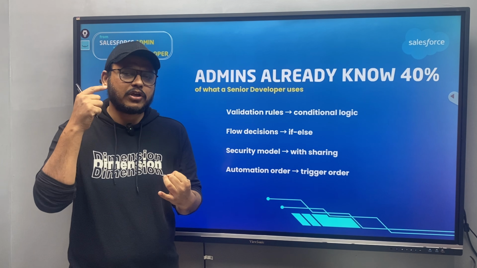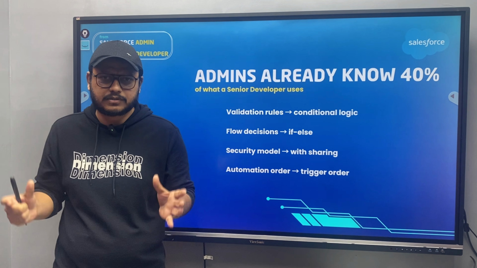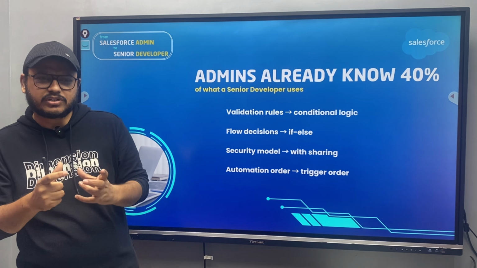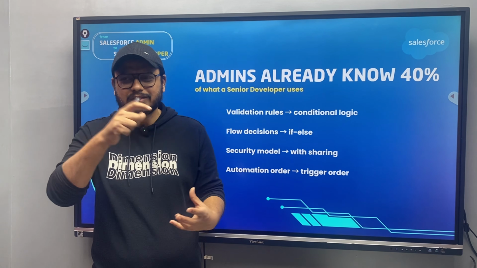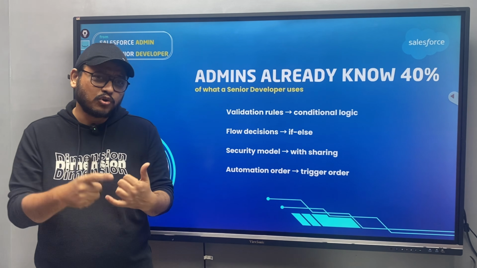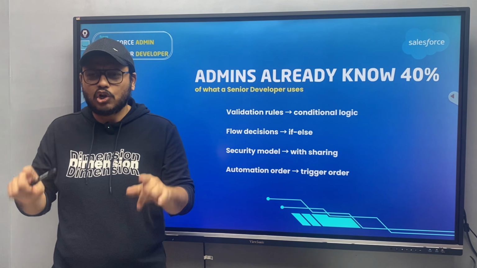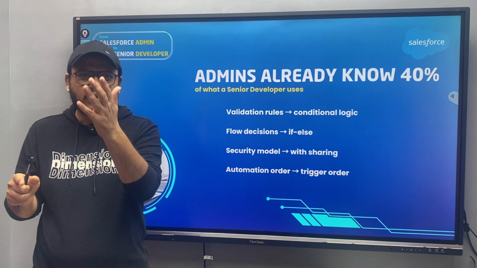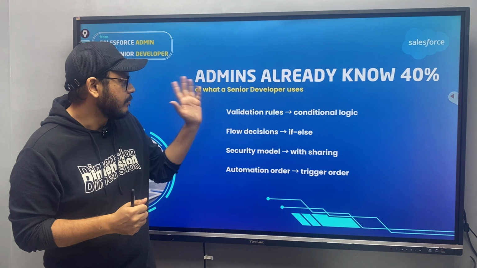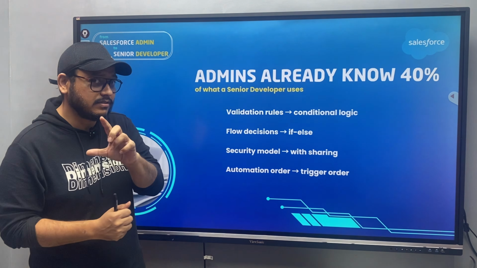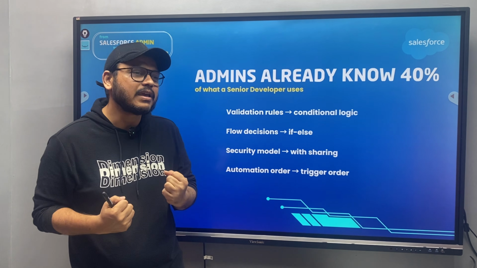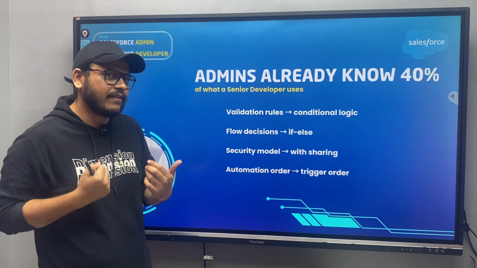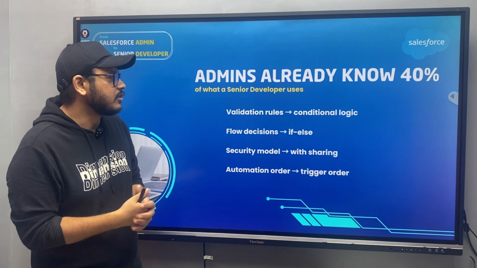They understand the security concepts, they understand the objects, relationships, the overall structure of Salesforce, the licensing part of it, the sandbox part of it, a lot of reports and dashboards, etc. So a lot of components within the Salesforce ecosystem are already known to Salesforce administrators, right? This is something you should actually be using to your advantage. So you already know 40% of it.